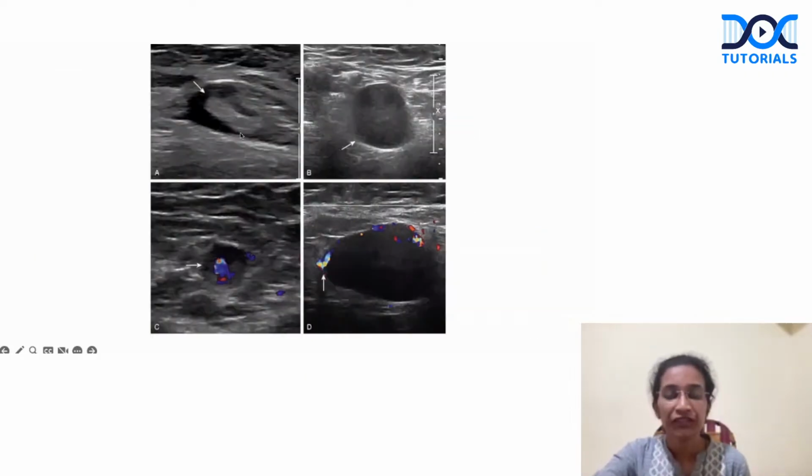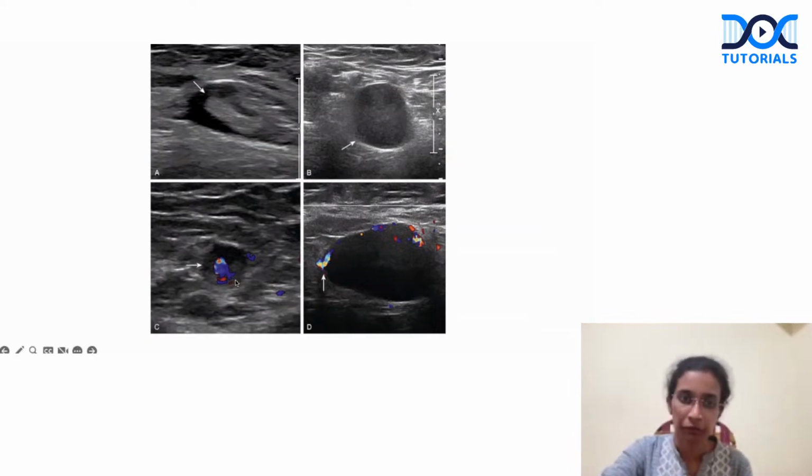Got it. So this is again an ultrasound showing a normal lymph node, kidney shaped, with a normal fatty hilum in the center. And this is a round shaped malignant, abnormal lymph node with loss of fatty hilum. So what is the hilum? Hilum is the place where the blood vessels enter, right?